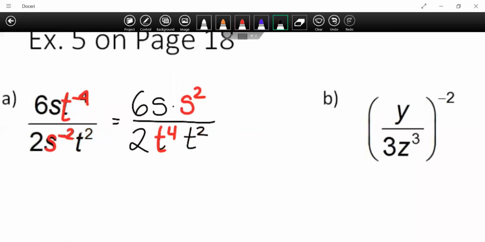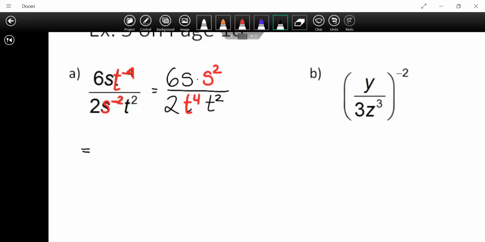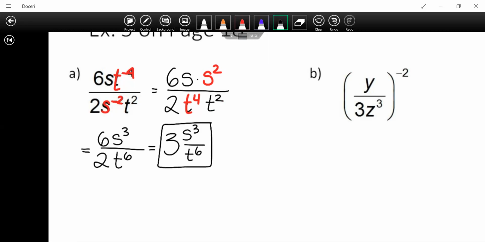You guys can probably already see what's going to happen. We're just going to go and simplify down. So 6s to the 3rd over 2 t to the 6. 6 and 2 becomes what? 3. So 3 s to the 3rd t to the 6. Can't reduce this down any further. Good.